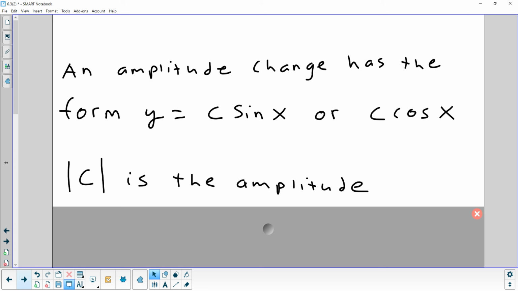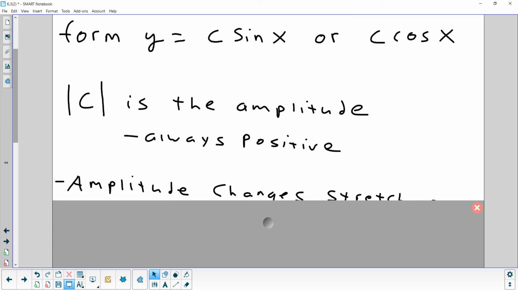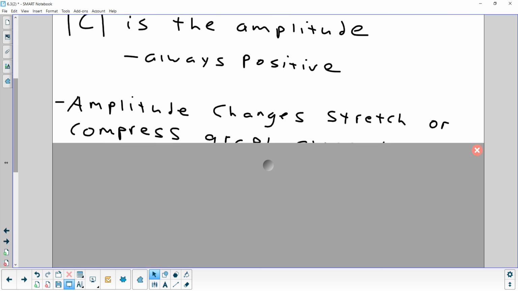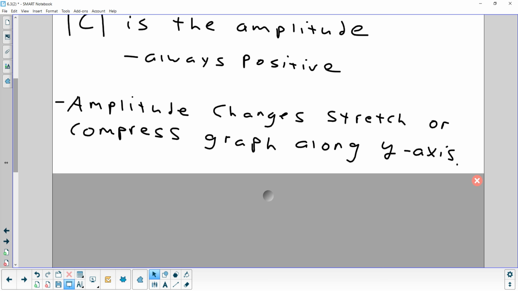Because remember, when you're sketching, if you have a negative next to C, that negative is important. It does something. Anybody remember what a negative would do? Tim? Flip. Yeah, it would flip it. So then the negative would cause a flip. So the negative is important when you're sketching. But if you're asked the question, what is the height of the graph or what's the amplitude? It's the absolute value of the number in front. We already said that the amplitude is always a positive number. And amplitude changes stretch or compress the graph along the y-axis.